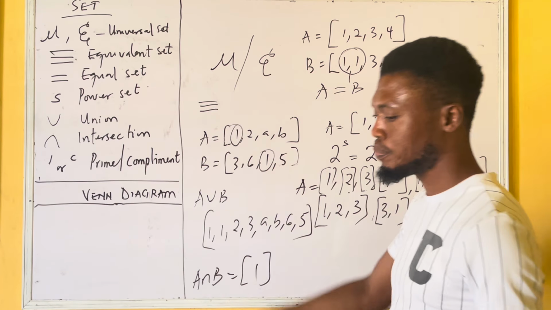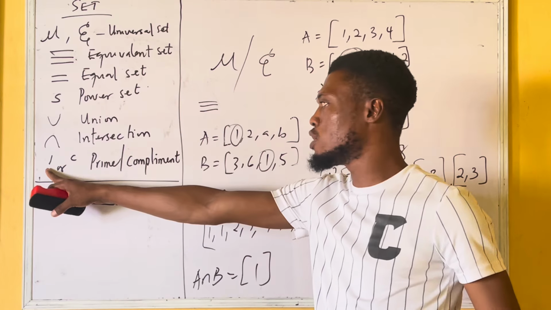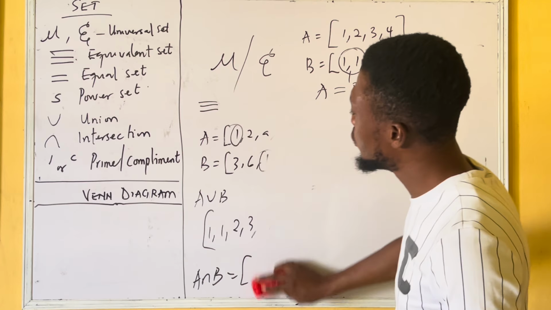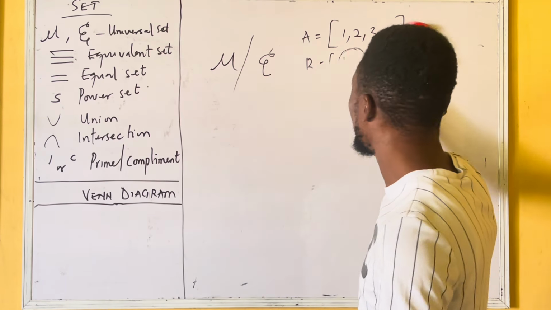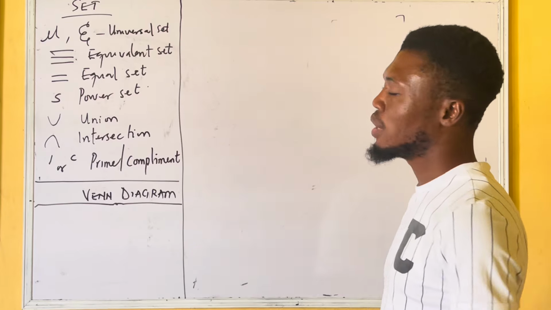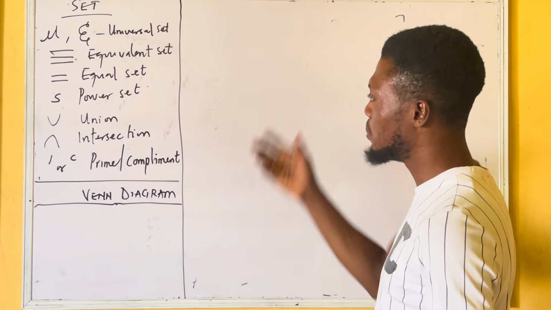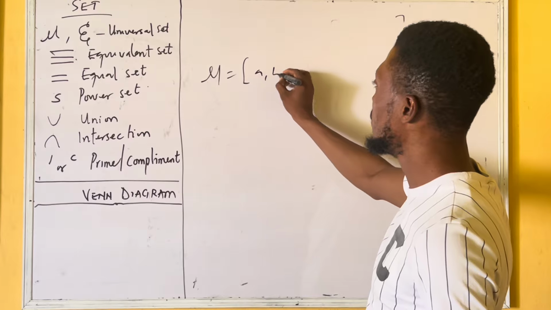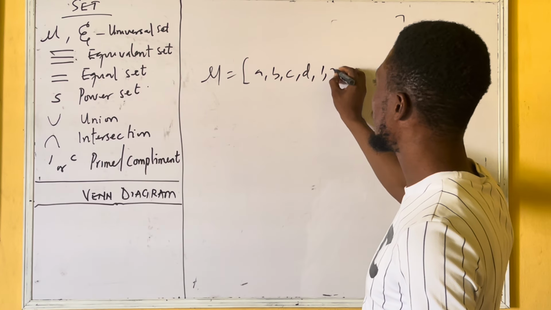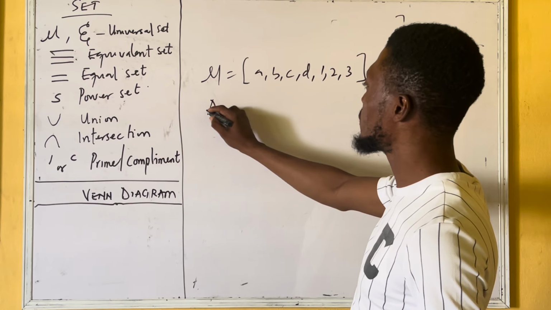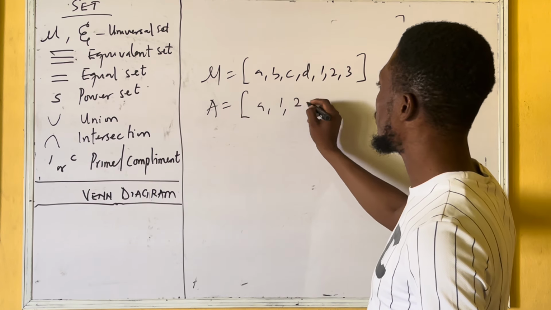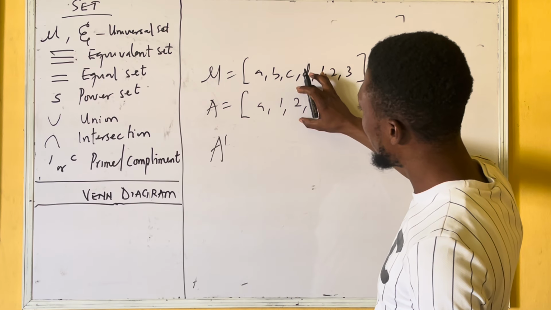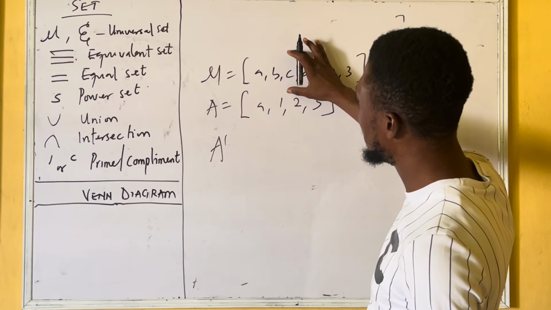Now you have complements. This guy is prime, or complement. Now for you to do prime or complement, it must deal with the universal set. Okay, it must deal with universal. So that means that you are removing that particular subset from the main set and writing out the remaining ones. So for example, if my universal is A, B, C, D, 1, 2, 3, and my subset A is A, 1, 2, 3. If I'm to find A prime, that means I'm going to remove what I have here from here, and I'm going to write out the remaining.